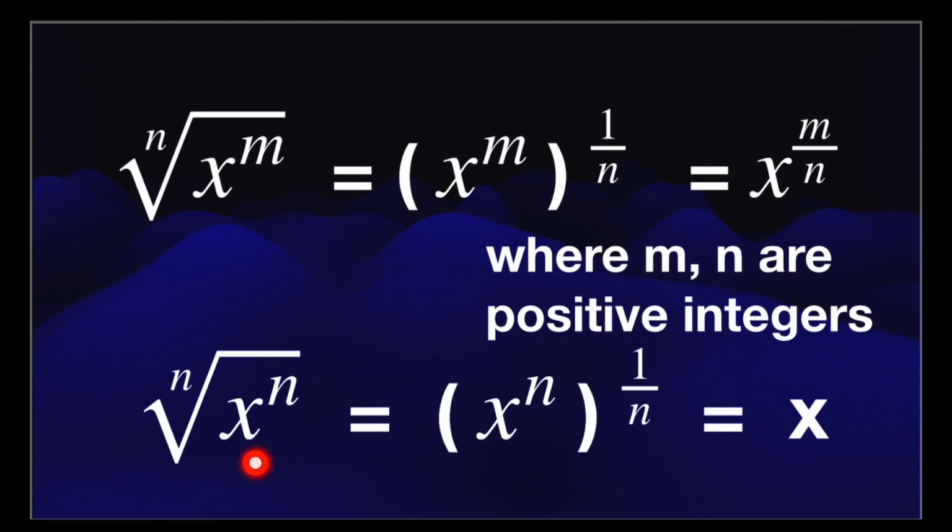So here is another radical expression, nth root of x raised to n. We want to remove the radical sign, so put it in a bracket, x raised to n, raised to 1 upon n. And when you multiply, this will get cancelled out and you'll get just plain x.